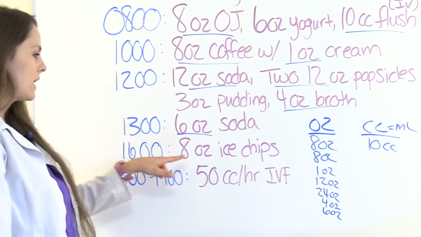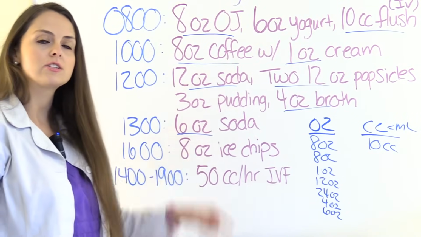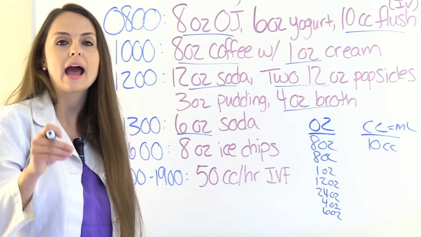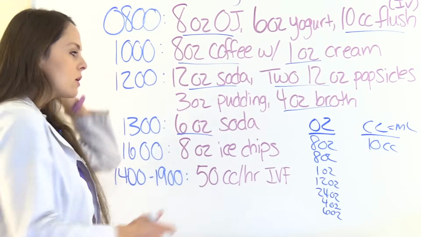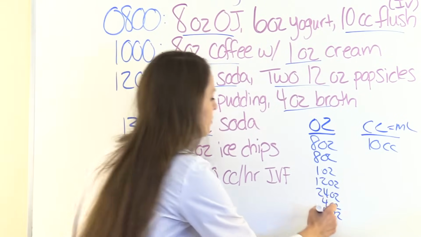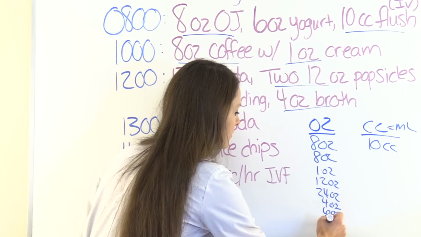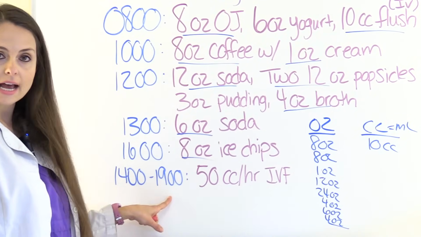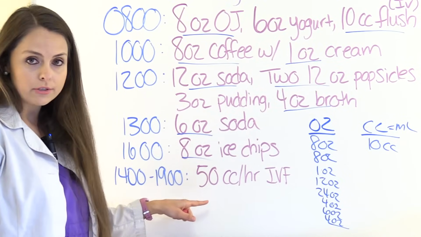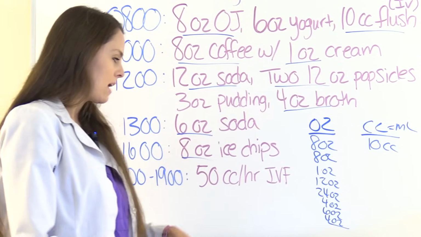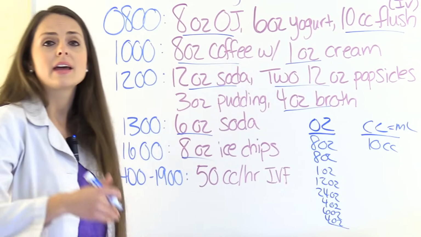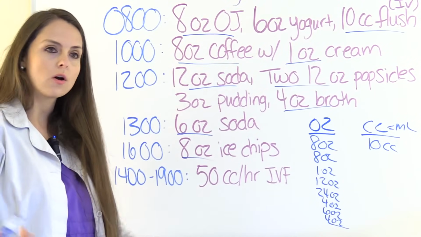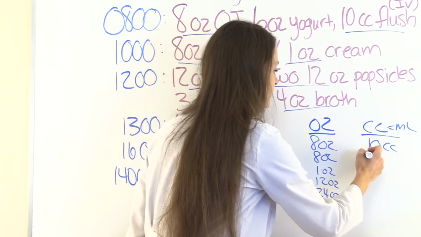And then at 1600, they had 8 ounces of ice chips. Now, what did we say about ice chips? We only record it in half because it will melt down to that. So we'll record that as 4. And then the last part, it says from 1400 to 1900, they had IV fluids running at 50 cc's an hour, so 50 milliliters an hour. So they had this running for 5 hours. So 50 times 5 equals what? 250.